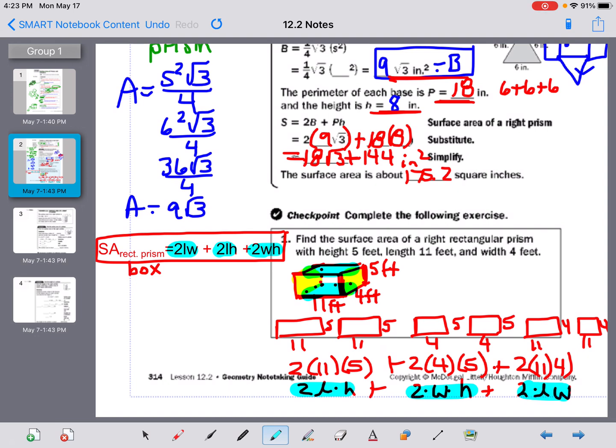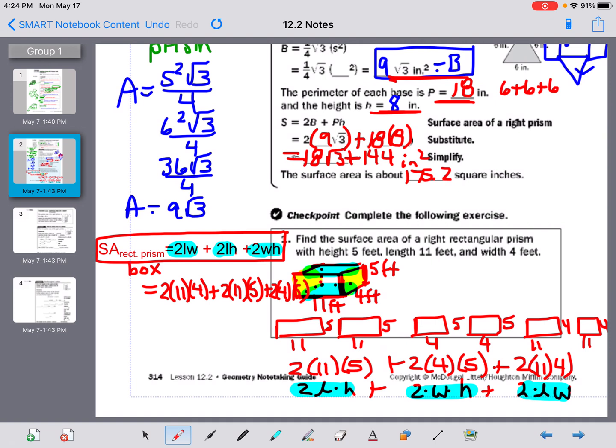So visualizing it, I could look at my 6 rectangles and do that, or I can just plug and chug straight into this formula. And that would have given me 2 times the length, which is 11, times my width, which was 4, plus 2 times my length, which is 11, times my height, which is 5, and 2 times my width, which was 4, times my height, which was 5. So you can see it's really the same thing.